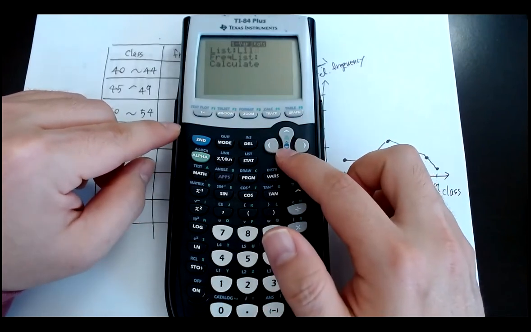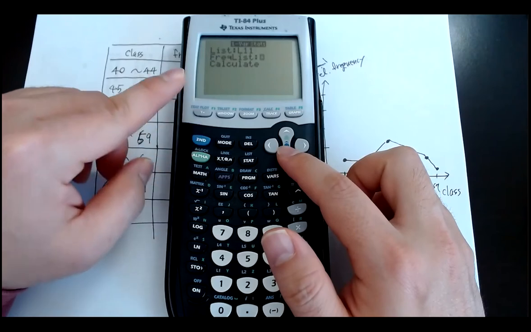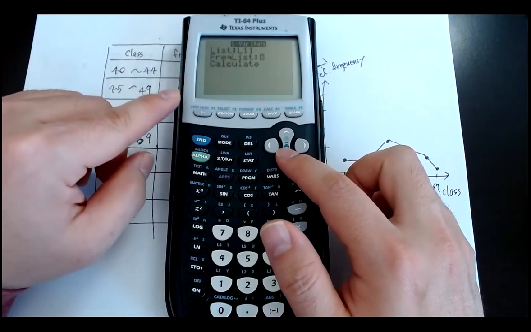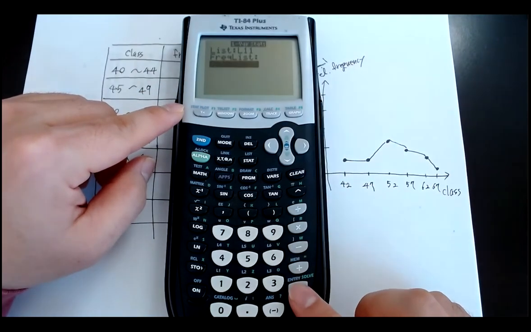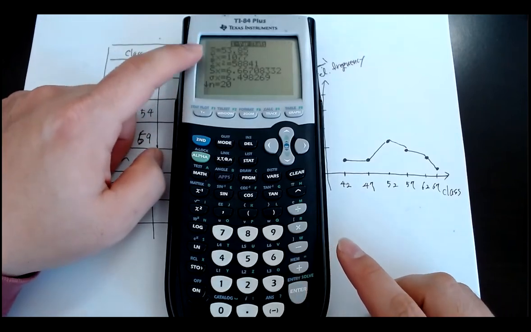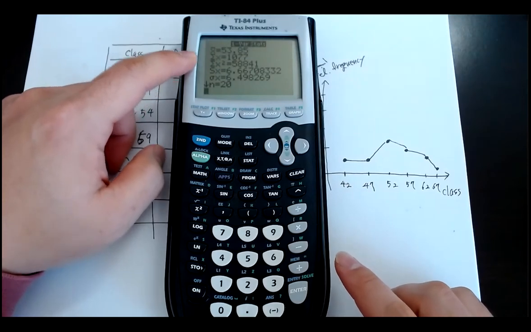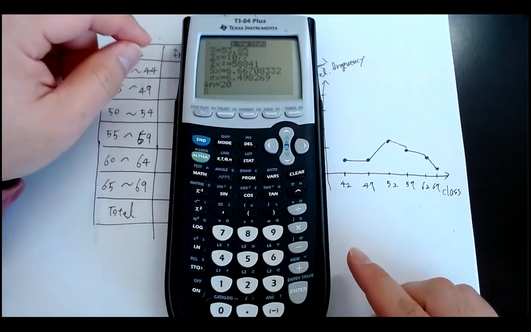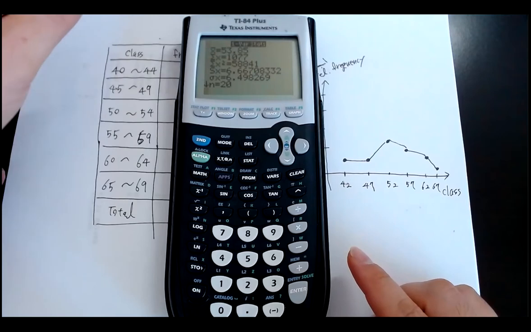Okay, and then just leave the frequency list as empty. Okay, so we press calculate. So now the X bar, that's the sample mean, which is 53.85. That's the mean of the data values.